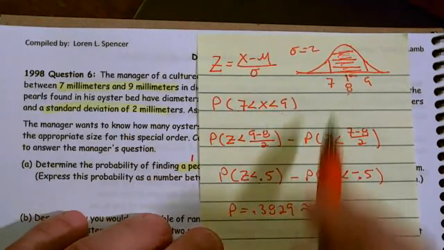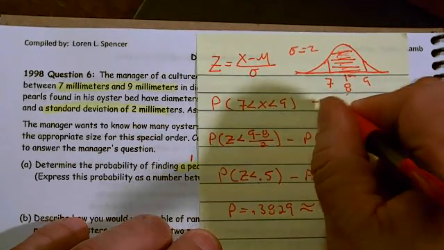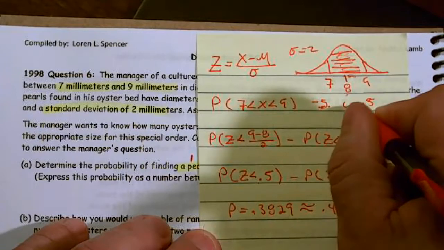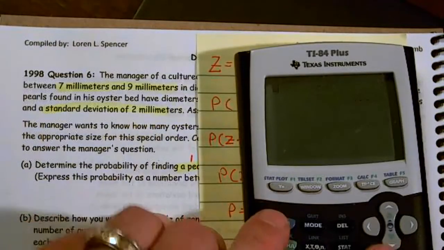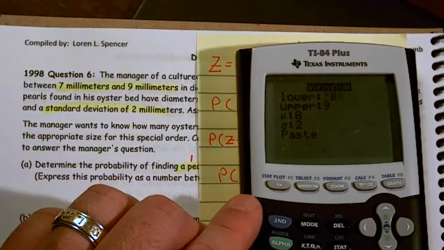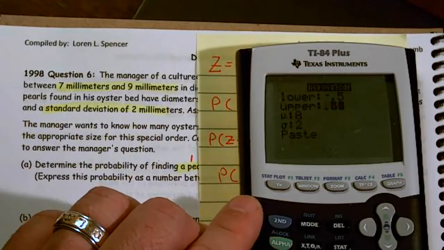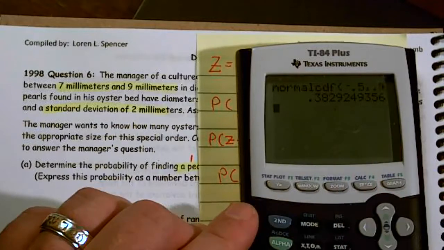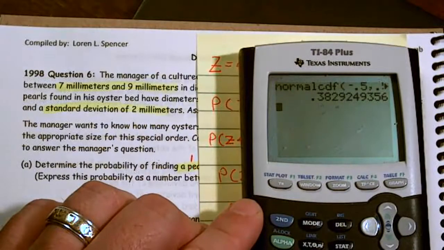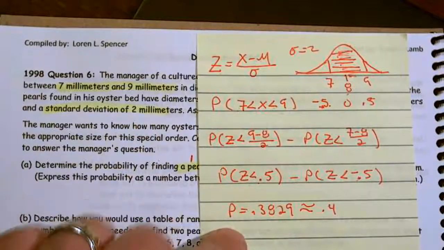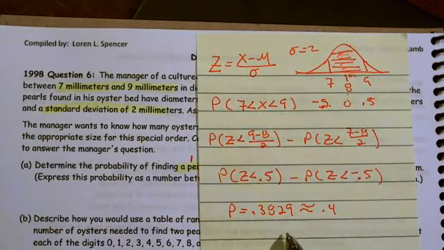And the other way is to say, hey, it's a z-score, and my z-score is going from negative 0.5 to positive 0.5 with a mean of 0 and a standard deviation of 1. So make sure you understand that you can still use a plain old z-score. Second VARS, normal CDF, lower bound negative 0.5, upper bound positive 0.5, mean is 0, and standard deviation of 1. If we did that, we'd still get the same 0.3829. So it doesn't matter whether you went with z-scores or the actual values. You get 0.3829. This will suffice for work shown. Probability for part A is 0.4.